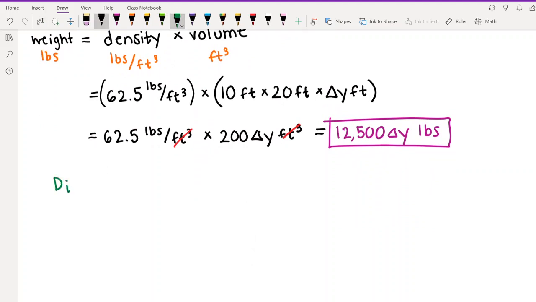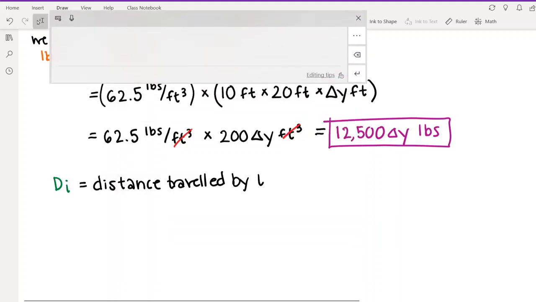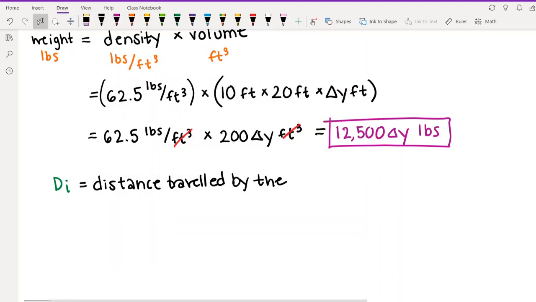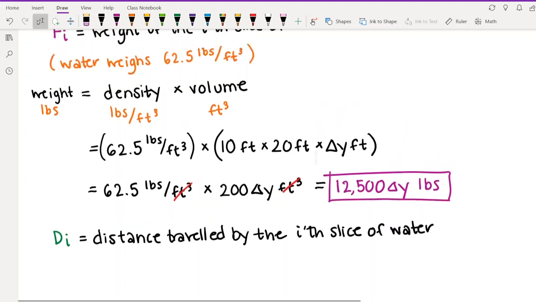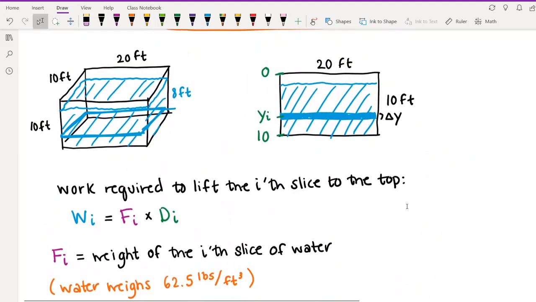So d_i is equal to the distance traveled by the ith slice of water. And so looking at our picture, I think this is where it really helps to pick a number. So let's pretend that y_i is, I don't know, maybe 7. That looks reasonable, that it could be 7.